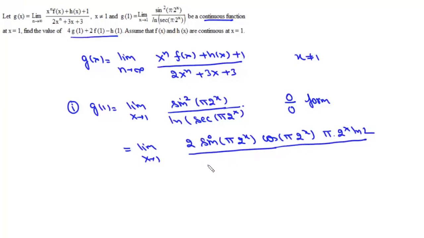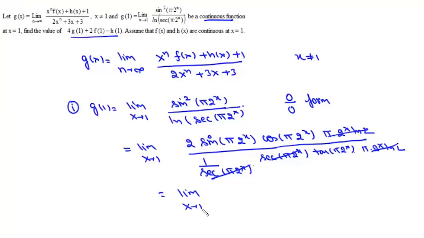And here in the denominator will be 1 upon sec(π·2ˣ), and then the derivative of sec is sec times tan, so sec(π·2ˣ) tan(π·2ˣ), and then π·2ˣ log 2. Now the secant function will cancel, and this π·2ˣ log 2 will cancel. Here sine and sine will also cancel, so it will be the limit as x tends to 1 of 2cos²(π·2ˣ). Now if we put x as 1, this is cos 2π, and cos 2π is 1. So the answer to g(1) is 2.